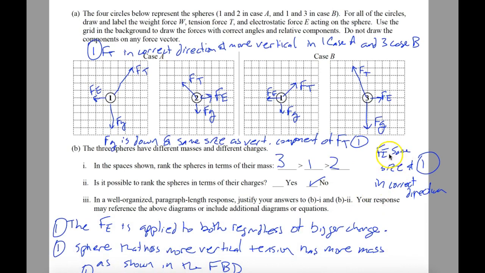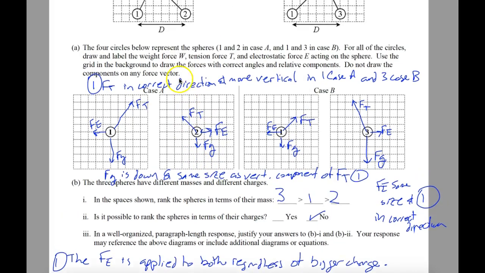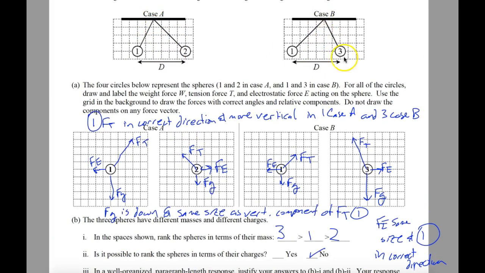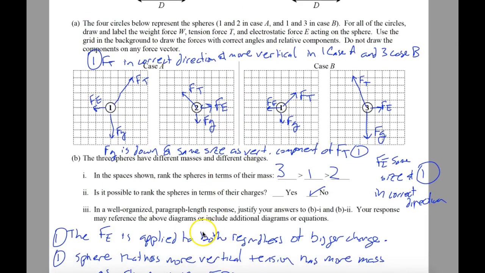And here's why. The force of electricity is the same in size and in correct direction. Sorry, that's for this up here. For this down here, the force of electricity is applied to both, regardless of the bigger charge. So it doesn't matter what the charges are, the force of electricity is the same. But because one of them can have a bigger gravity, the sphere with the more vertical tension has more mass. So there's more vertical tension, you'll notice, in this one and in this one. So those have to have more mass. And that's kind of what's going on in this problem.